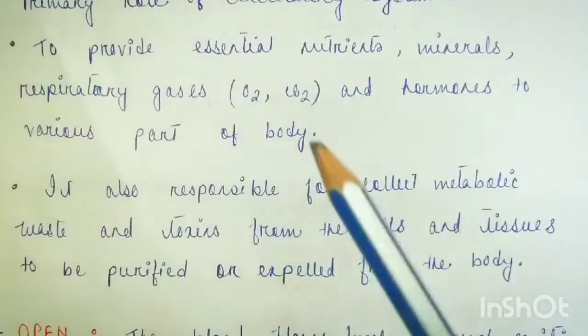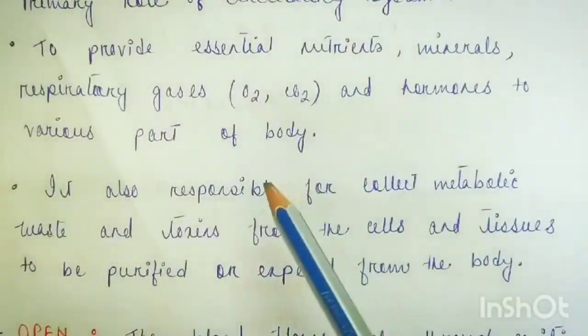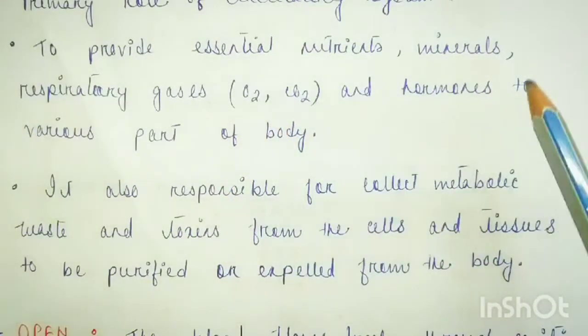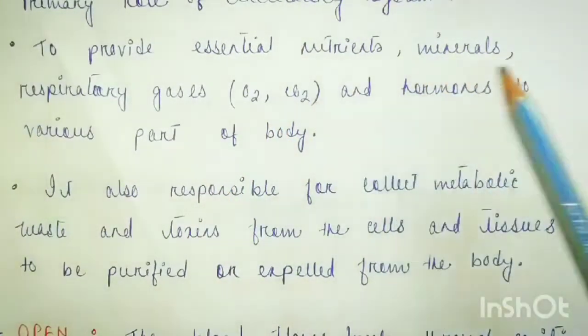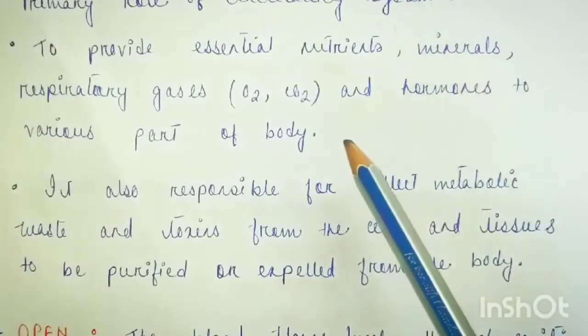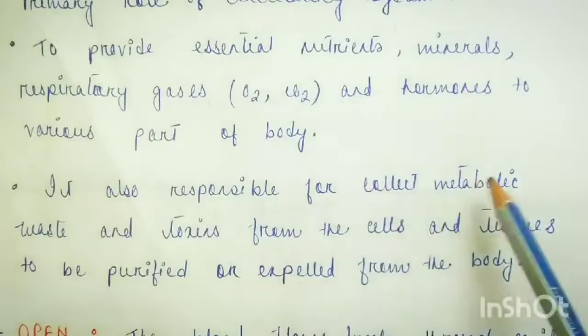So, in short, we can say that the circulatory system is the system which distributes the different essential nutrients and gases to the different body parts, and at the same time it collects the waste materials and toxins from different cells and carries them to the tissue where they are purified or expelled from the body.